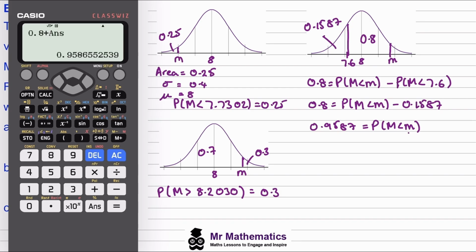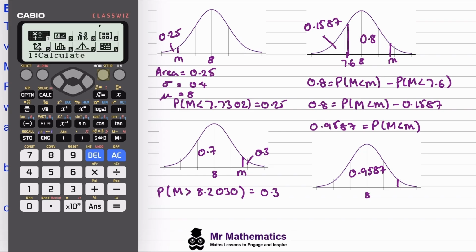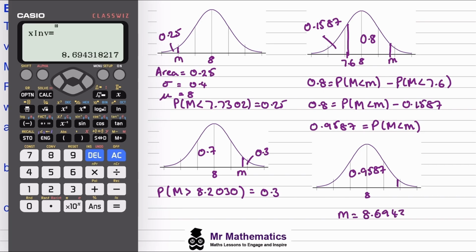Then we can work out m using the inverse normal again. And I'll sketch this separately. So we'll plot this at about here, when this region has an area of 0.9587. So we'll press menu, option 7, inverse normal. The area, 0.9587. Sigma is 0.4, and mu is 8. So this will give us our observed value, that m is equal to 8.6943. Okay?